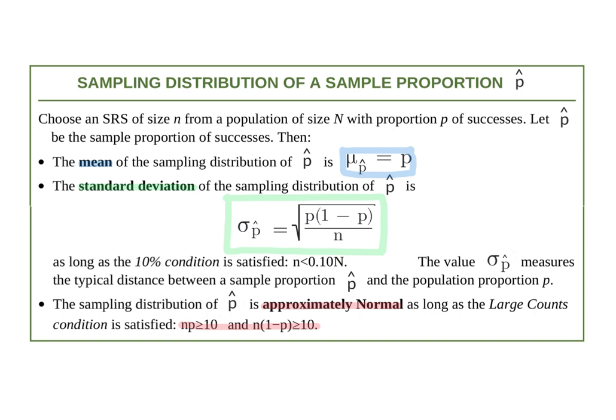Next up, standard deviation. How do you calculate that? Well, you take p, the same p-value as this, and you multiply it by 1 minus p, and you divide it by n of your sample size, and you take the square root, and there's your standard deviation. But the caveat there is, this works as long as the 10% condition is satisfied, where your sample size is less than 10% of your entire population, or your capital N.